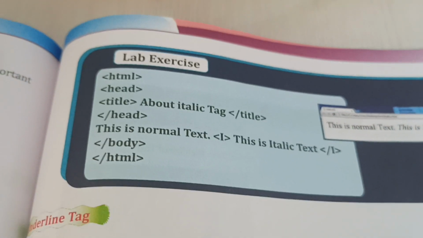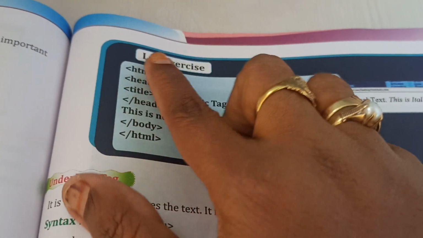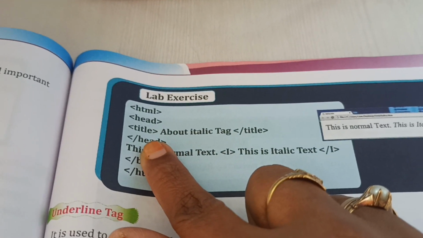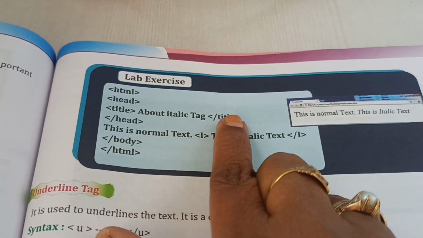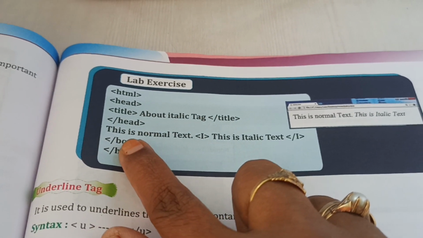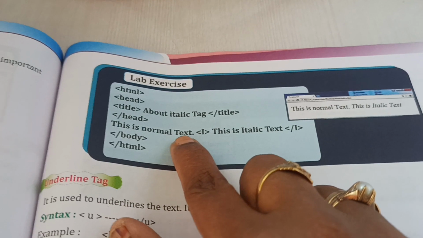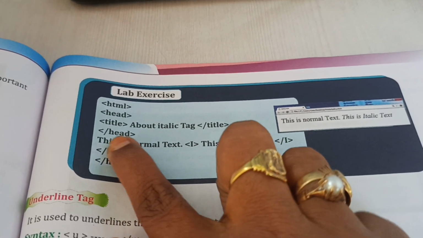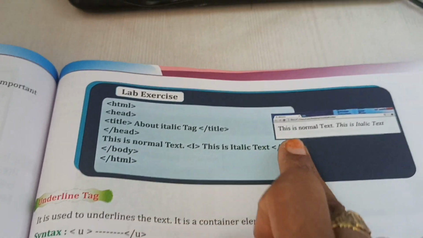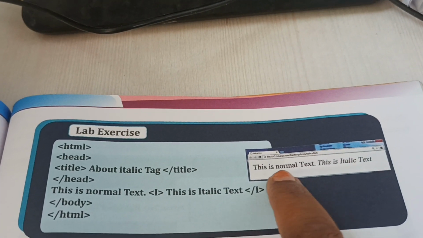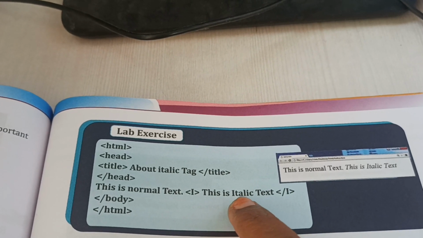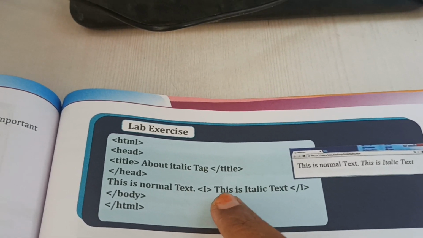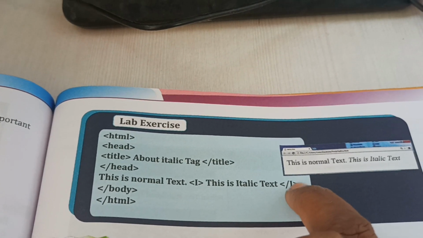See, second question. HTML, head, title: about italic tag, title closing bracket, heading closing bracket. This is the normal text. This is the normal text, complete sentence looking like normal. See the output here. Next, this is italic text, completely in italic mode.